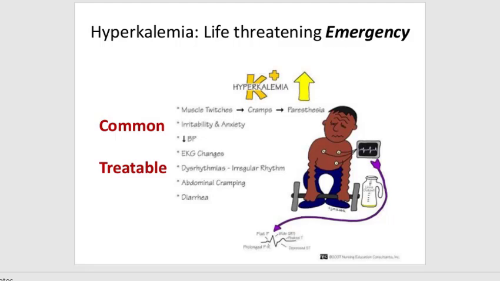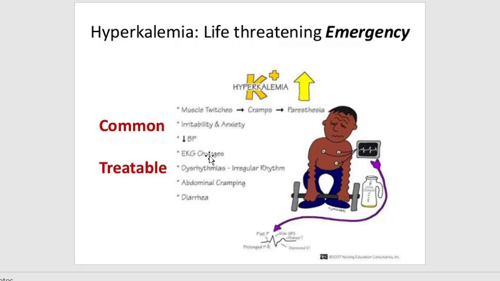Okay, next one is hyperkalemia, high potassium. Here are some signs and symptoms of the high potassium. You have muscle twitches, because remember, the low potassium slowed everything down, so the high potassium is going to raise things up. It's going to cause cramping. It can make you irritable and anxious. It's going to drop your blood pressure. It's going to cause EKG changes.